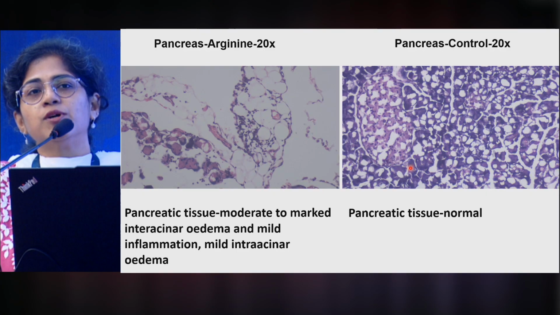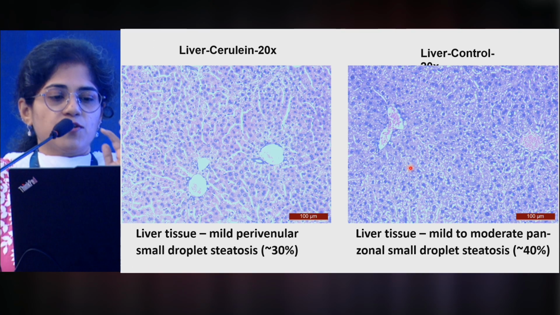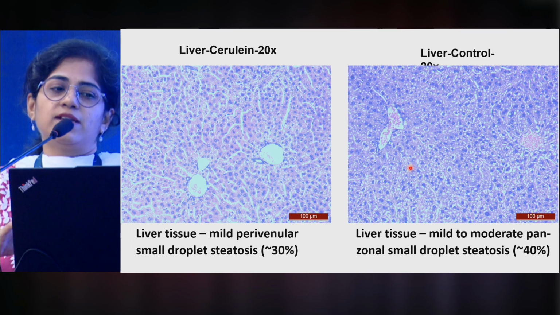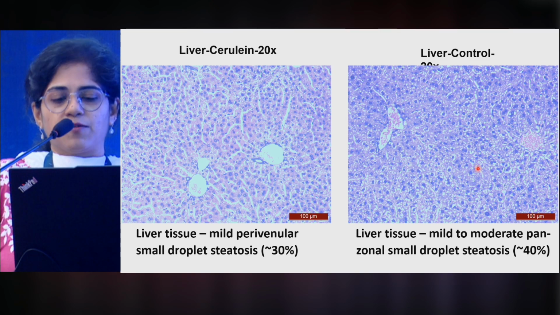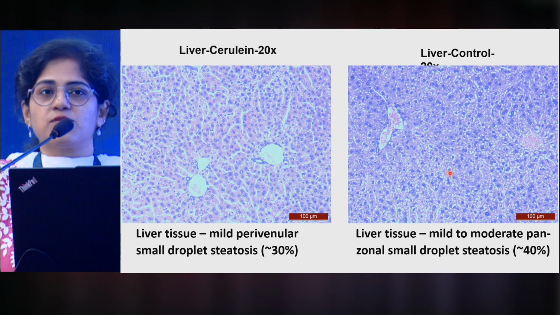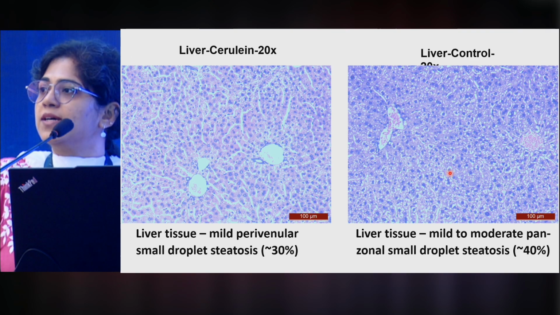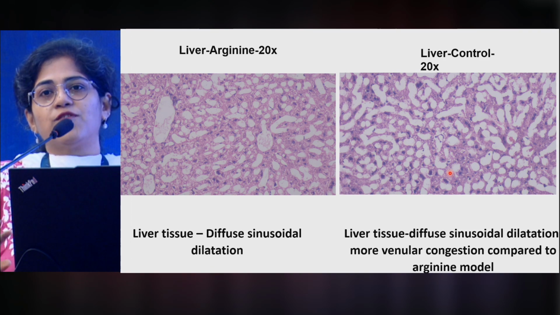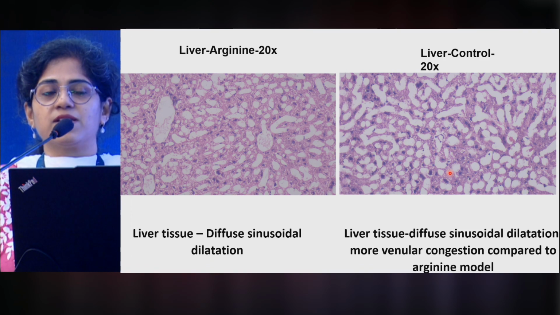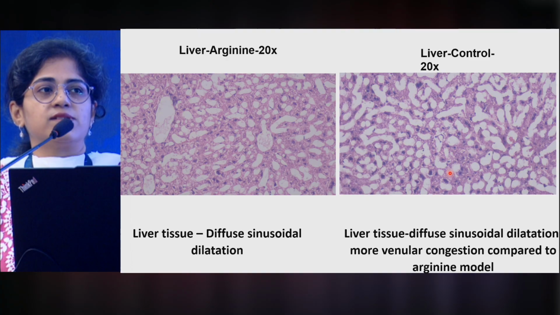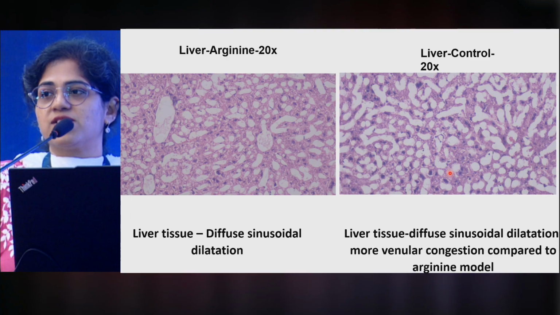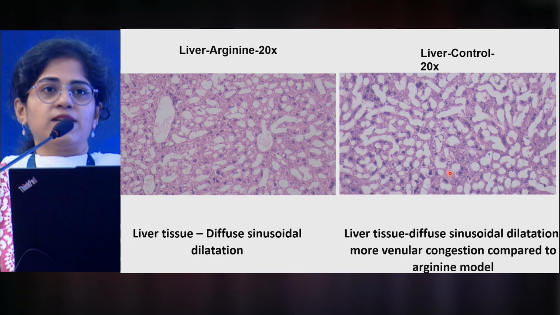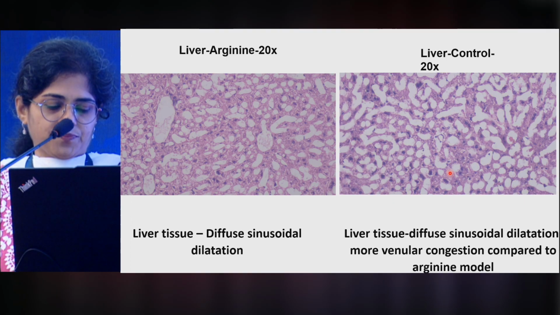We also wanted to look at other organs like the liver. If you look at the liver, we did not find any significant difference between the two, that is the cerulein and the control, apart from some droplet steatosis which was observed in both the cerulein as well as the control models. Even in the arginine model, we did not find any typical finding that we were expecting. So there were no systemic changes that we had expected to see in both arginine and cerulein induced models.